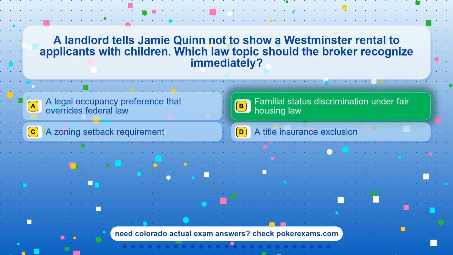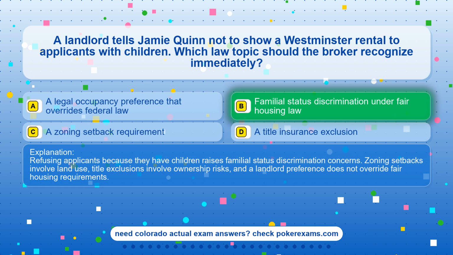The correct answer is option B. Familial status discrimination under fair housing law. Refusing applicants because they have children raises familial status discrimination concerns. Zoning setbacks involve land use, title exclusions involve ownership risks, and a landlord preference does not override fair housing requirements.